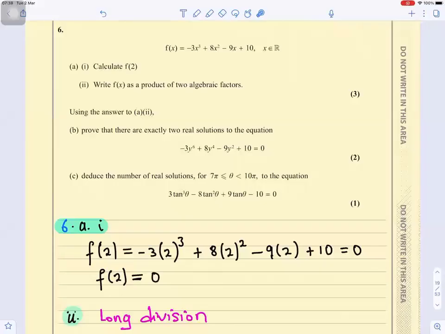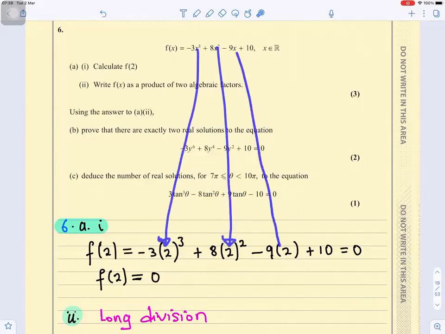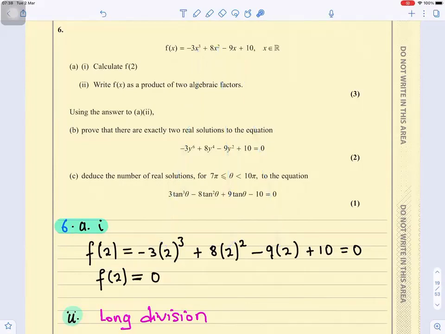Question number 6. f of x is that. Calculate f of 2 and write f of x as a product of two algebraic factors. So we want to find f of 2. That means we're using the factor theorem. f of 2 means we substitute x is 2. So we put 2 for x, 2 for x, 2 for x. Put it in your calculator, f of 2 is equal to 0.